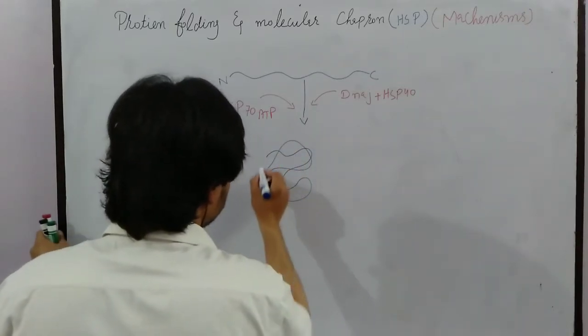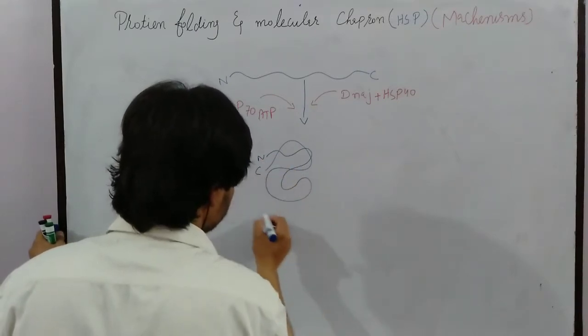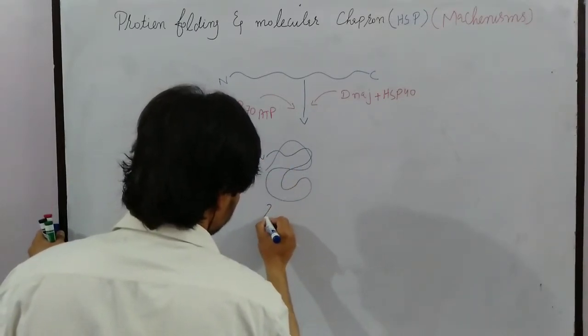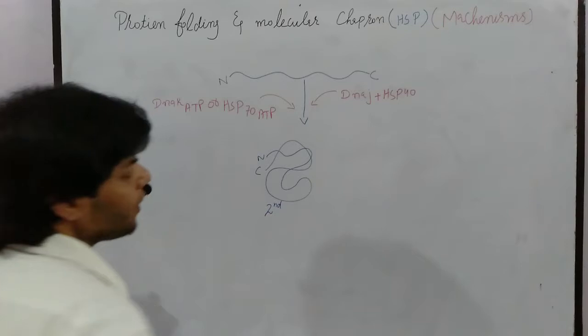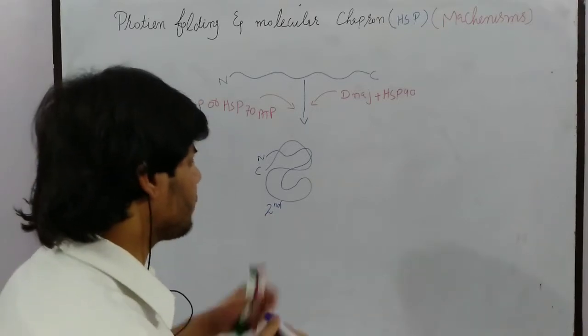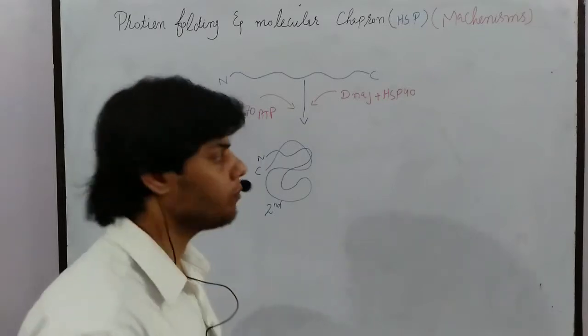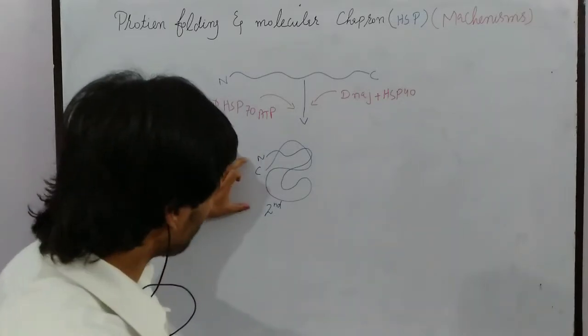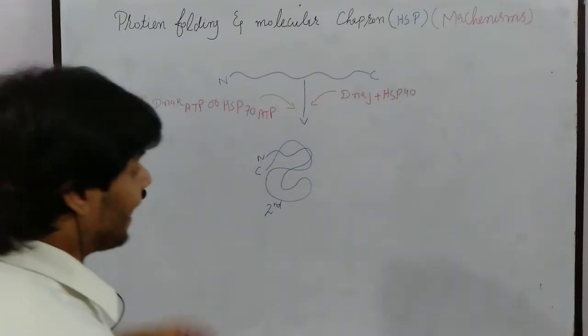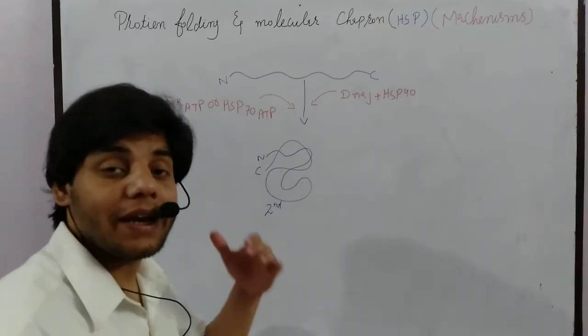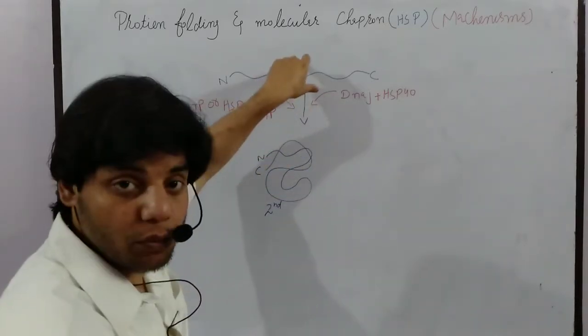So this is the N terminus and this is the C terminus. This is the secondary structure. We also call it the tertiary or quaternary structure of the protein, because the tertiary or quaternary structures are the functional ones. This is also a non-linear structure of the protein, and it is also called the native protein. Now this is the nascent protein.